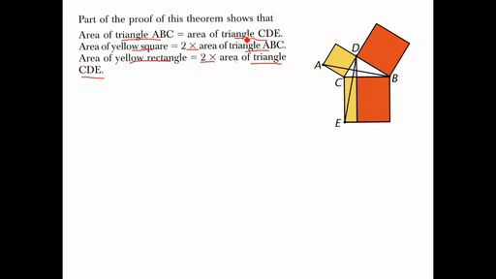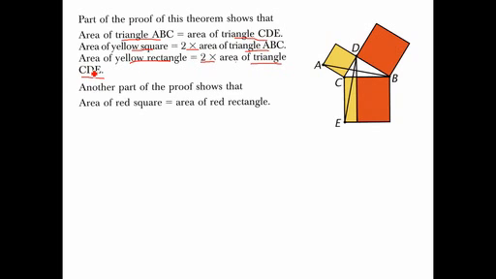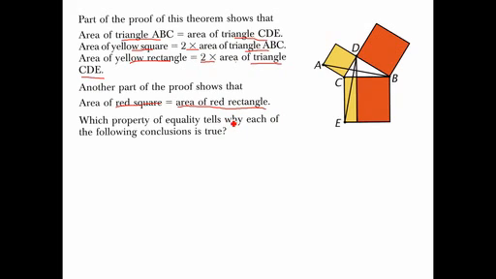Well, triangle CDE is there, and it's also there. Well, what else do we have? Another part says that the red square area is equal to the area of the red rectangle over here. So we have 4 givens, and we're supposed to use those and the properties to try to figure out why each of the conclusions is true. So I'm going to let you work on that a little bit.